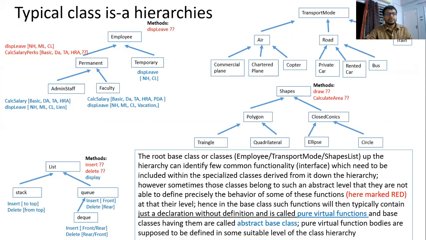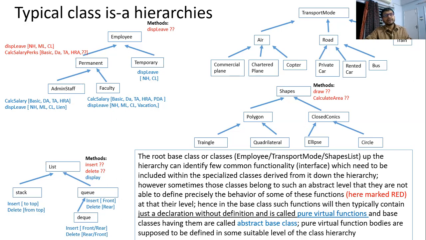So the point is, as I mentioned, higher above in the class hierarchy, there may be the case that you are unable to completely define a particular virtual function. Those functions are called pure virtual functions. And in that case, if some of the methods are not completely defined, you will not be able to create an instance of that class. And in that case, the class is called an abstract base class.